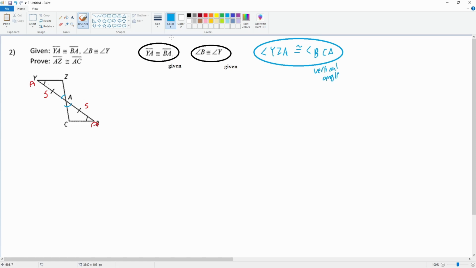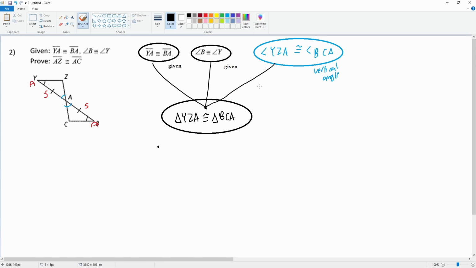Once we have that, we can now connect it. We can say triangle YZA is congruent to triangle BCA, and that is the property of ASA. Once we have that, we can identify the parts that we want. AZ is congruent to AC. We can get that by CPCTC. But we have to make sure that we prove the triangles are congruent first.